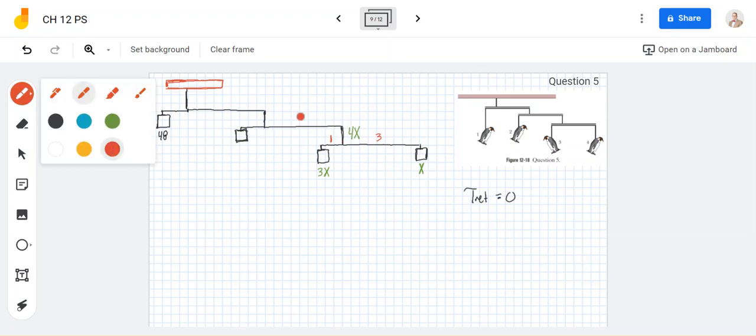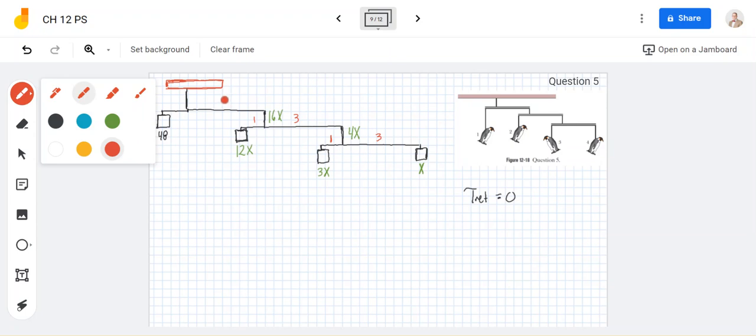We have the same ratio. This is 3, this is 1. So since it's 1/3 the distance, it has to be 3 times the force. So this one has to weigh 12X. And so now, what's my total? I have 1 plus 3 plus 12. So on this string here is 16X.